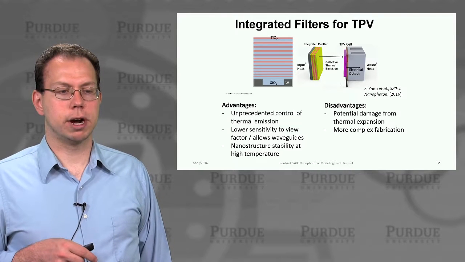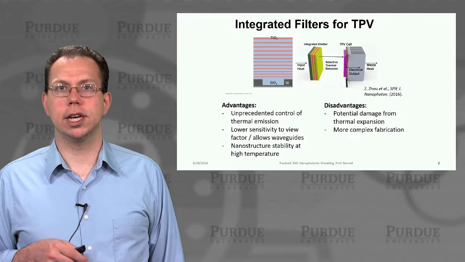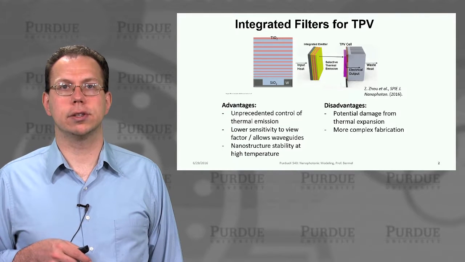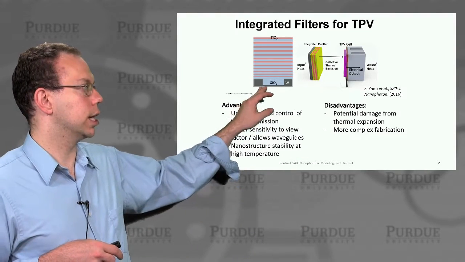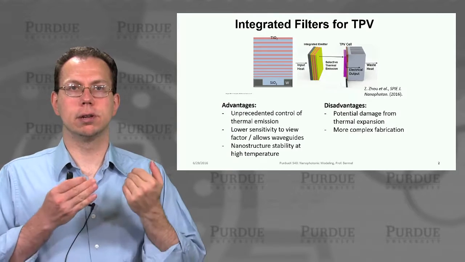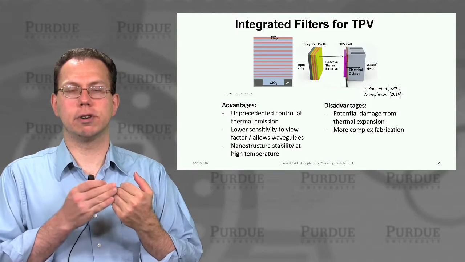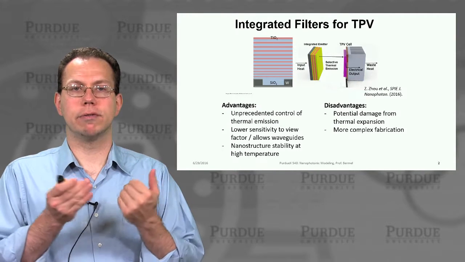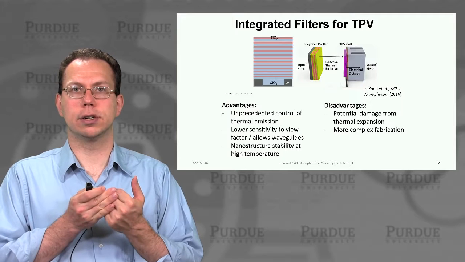The premise here is, in principle, very simple. It's an extension of the 2D tungsten photonic crystals that you saw in the last lecture, but adding an additional filter layer directly on top of this. The rationale is as follows: remember that we had an emitter, and then we had a filter, and then we had photon recycling back and forth. But what if you combined the emitter and filter into a single object?